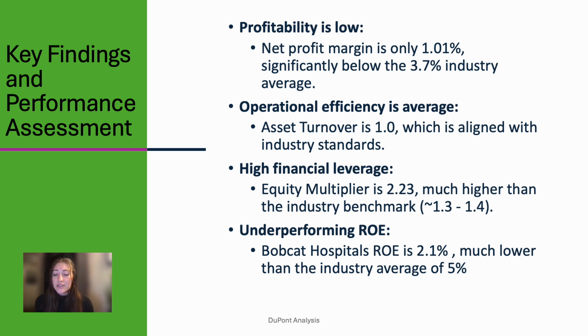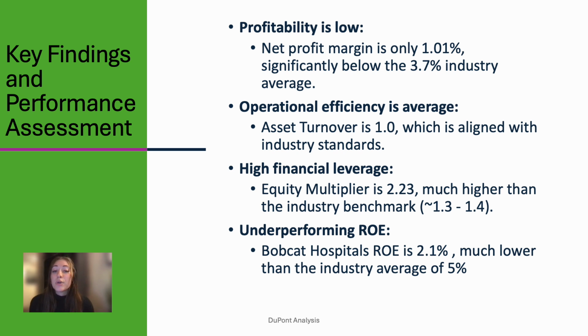So this means the hospital is generating a reasonable amount of revenue per dollar of assets, but still struggles to convert that revenue into profit, as we could see before. So the hospital generates $1 in revenue for every $1 in assets, which does align with the norms, but they still struggle with the profit aspect of it.